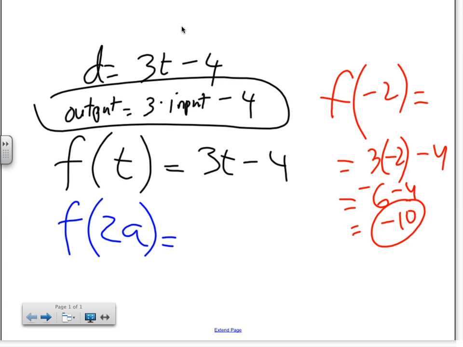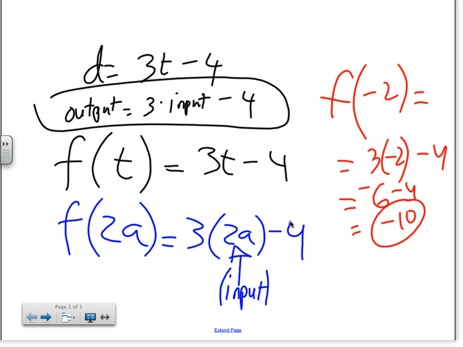What does it do to the 2A? Multiply it by 3 and subtract 4. So I'm going to go ahead and write it out. Whatever my input is, remember, this is your input, I times it by 3, and then once I'm done timing it by 3, I subtract 4. So let's process what I can.